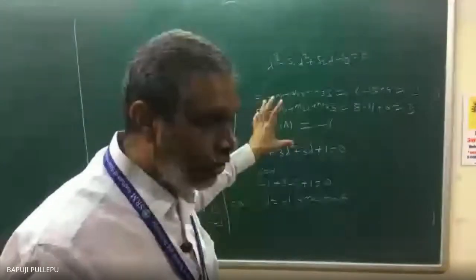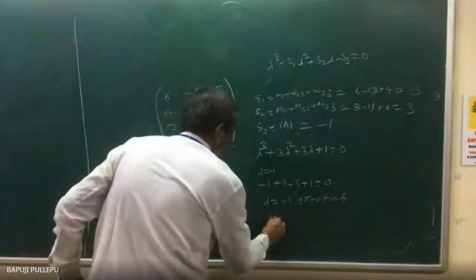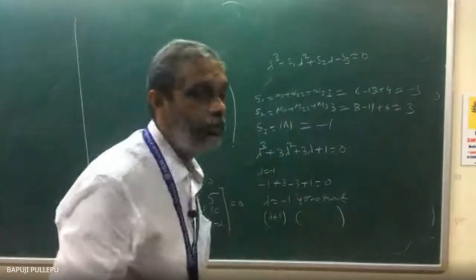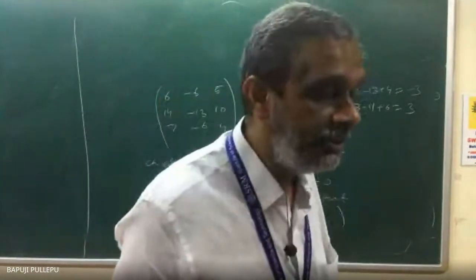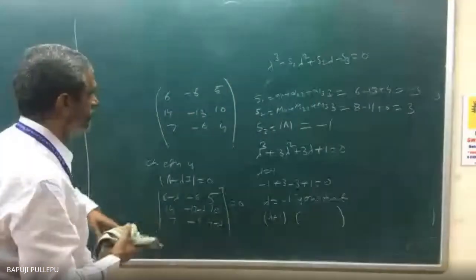So, this whole thing, how can I write? Lambda plus 1 into something. This something, how can I find? Using synthetic division. You remember or not? See, I will rub off again. I will take this equation. Can I rub off here?